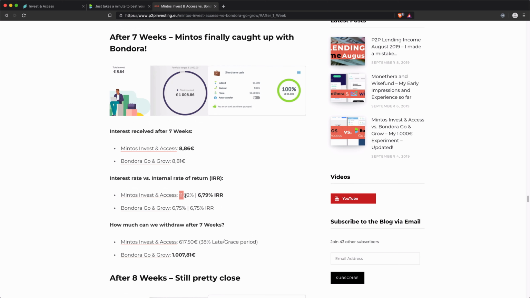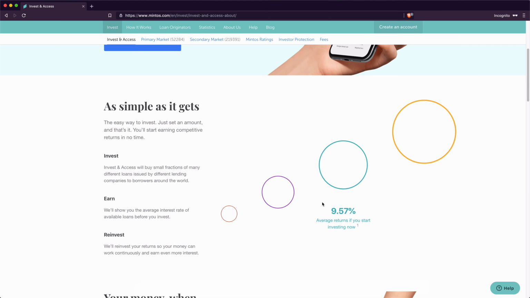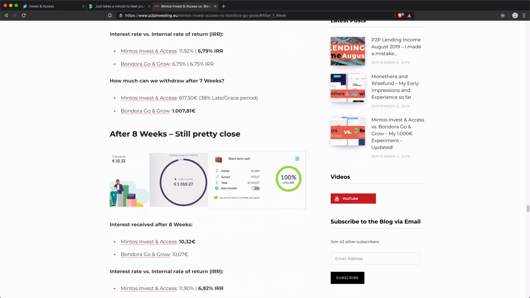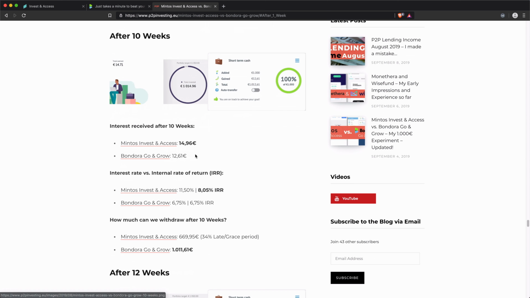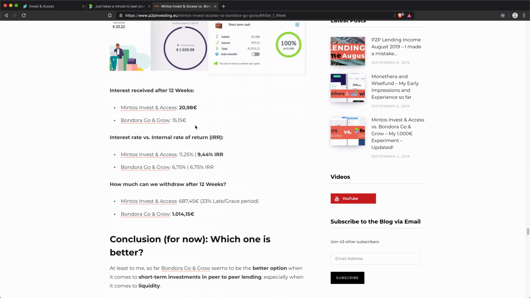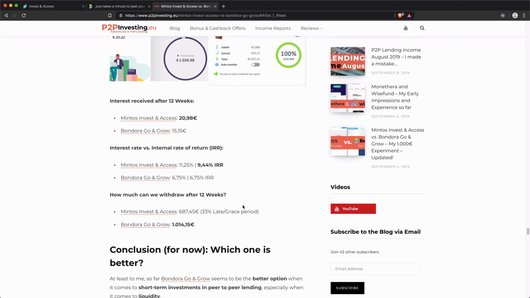But the thing is, when I started my Invest and Access portfolio, the interest rates were still quite high on Mintos, and now the average interest rate on the Invest and Access portfolio has dropped quite a bit. So it might take a new Invest and Access portfolio with only 9.57% per year right now, much longer than 7 weeks, to actually pass Bondora Go and Grow in interest received, while still giving up some liquidity because of the loans that are late or in grace period.